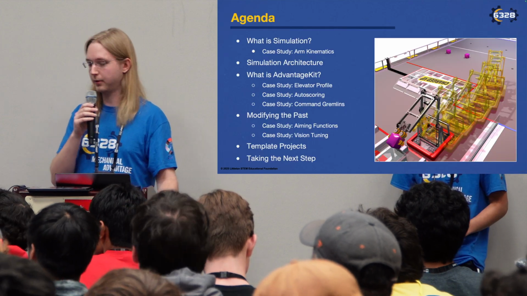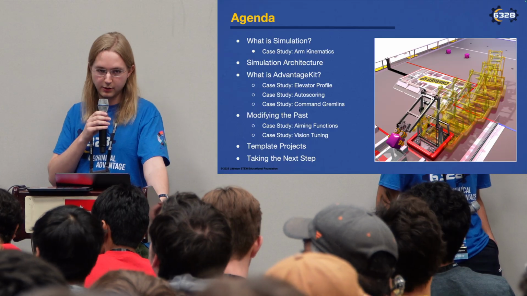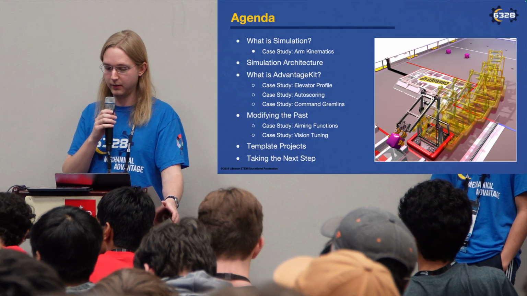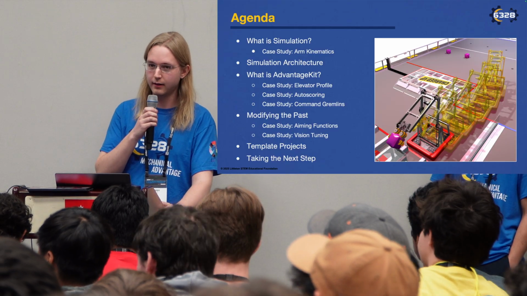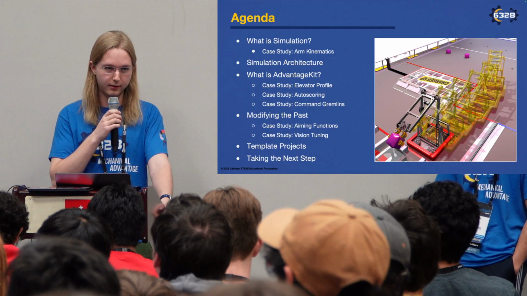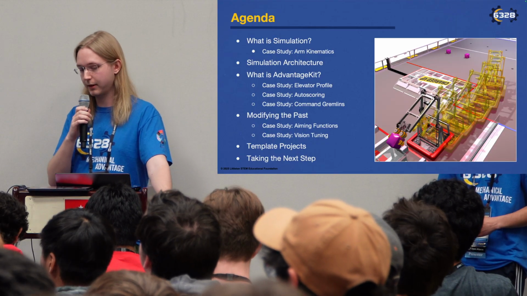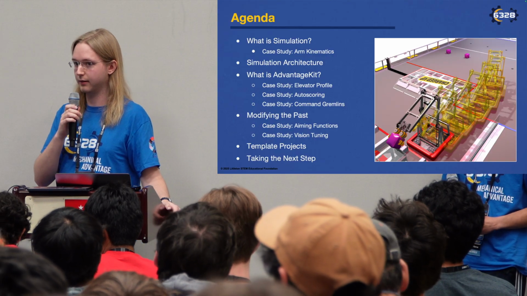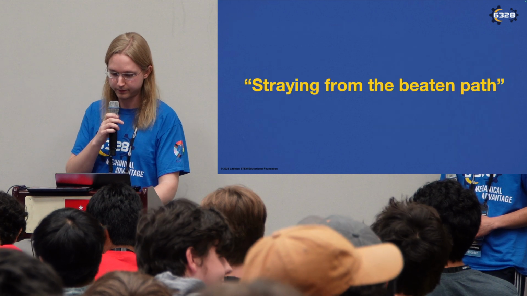Okay, so here's what we're going to be talking about today. Starting out with talking about what is simulation. We'll go through some different simulation architectures. We'll talk about what AdvantageKit is with several case studies. We'll talk about modifying the past, and then some discussion of AdvantageKit's template projects. And finally, we'll talk about what is the next step. So for anyone who might have seen this presentation before, we included some case studies and use cases you might not have seen before, so we hope that that is informative.